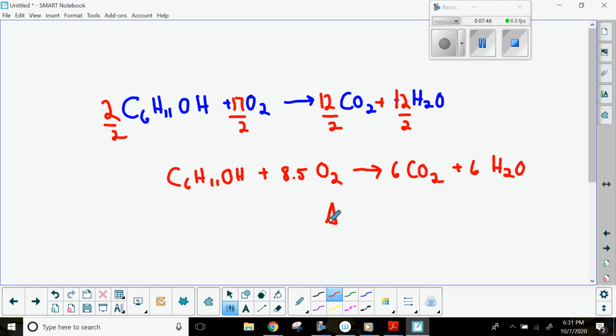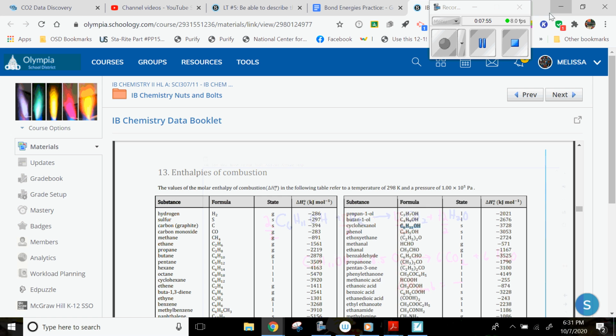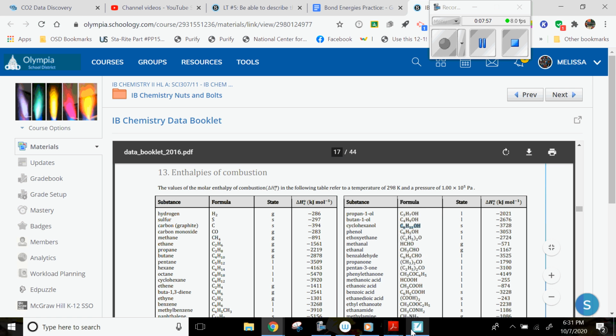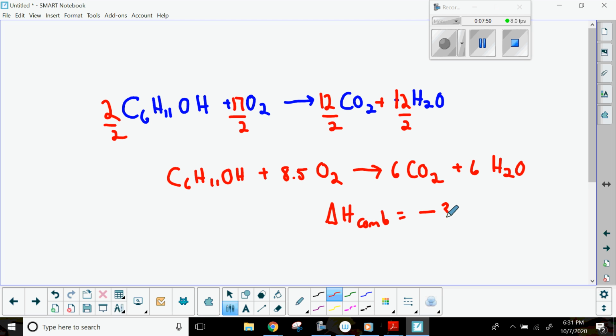And my change in enthalpy of combustion is negative, and I have to look this up again, negative 3,728 kilojoules for every mole. So again, problem number 3 is real similar to this. It just pieces it out like a paper 2 problem. I hope this helps, and I will see you on Tuesday, and or email me if you have any questions.